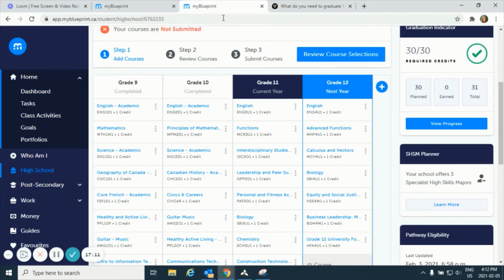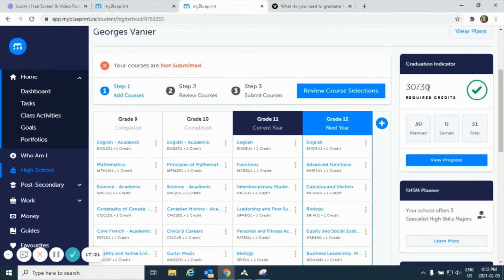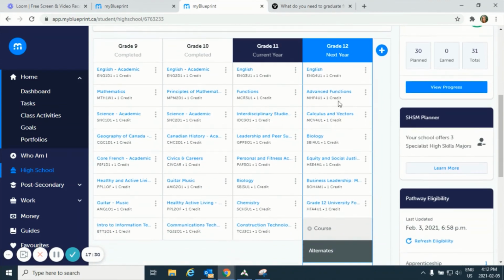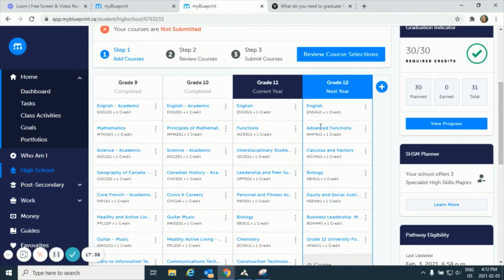So let's hop back to our plan. As I can see from the courses that I've chosen, the graduation indicator here on the right-hand side says that with all the courses that I've chosen, I am on track to graduate. This is really great news. I've sat with my parent and guardians and taken a look, and they have been involved in my course planning, which is always a good idea.